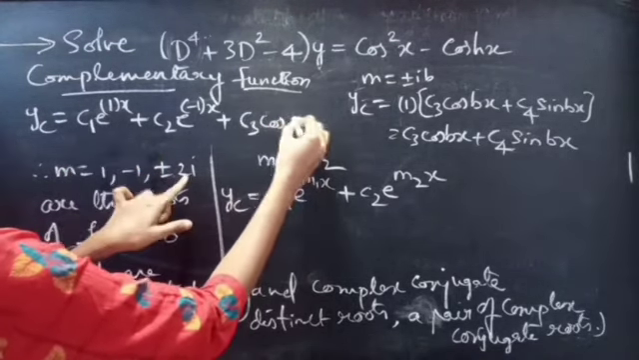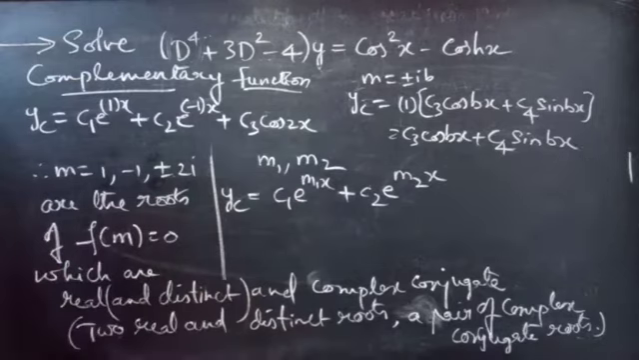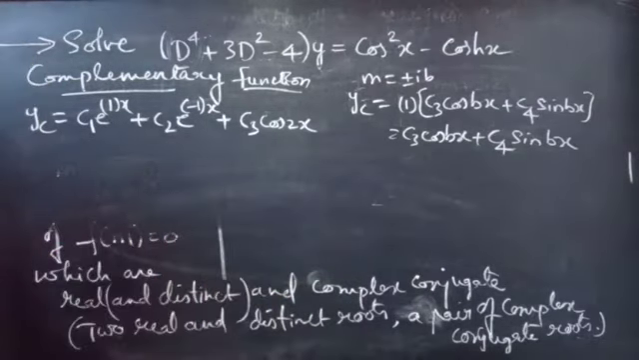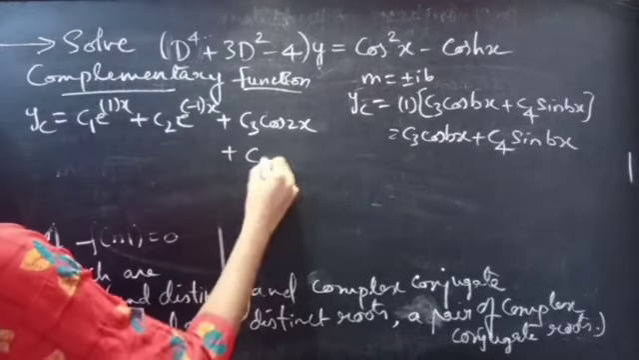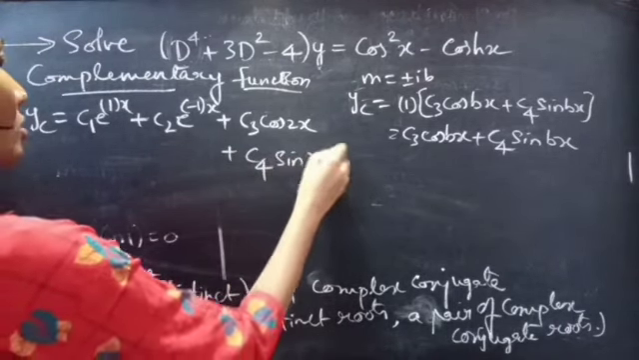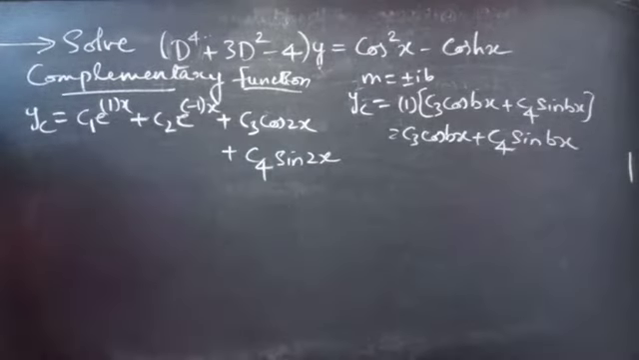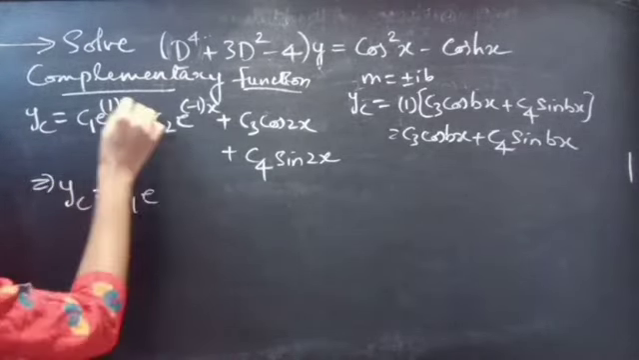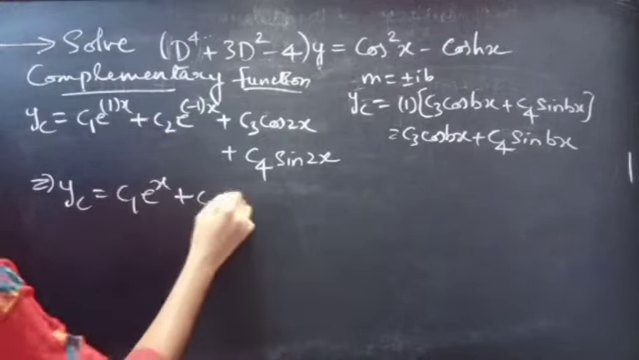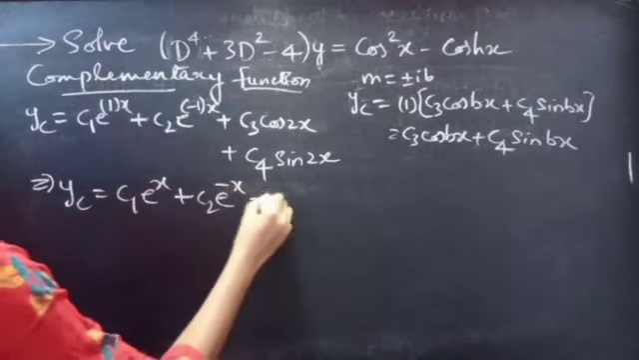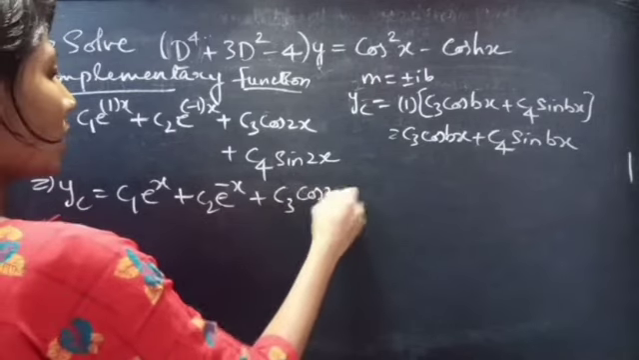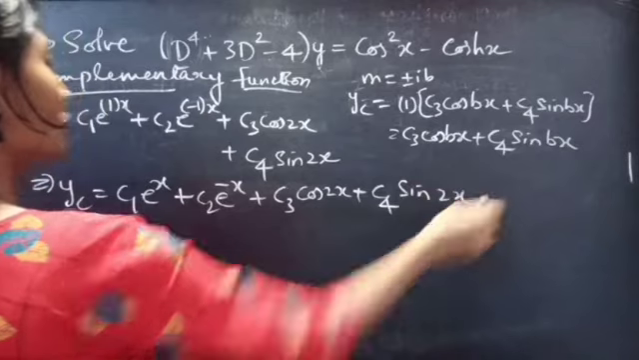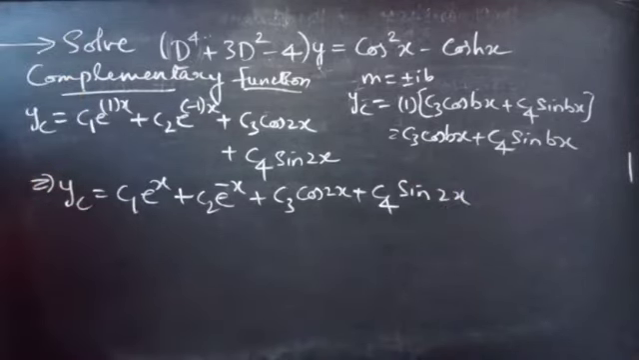C3 cos 2x plus C4 sin 2x. Then yc becomes C1 e power 1 into x, that is e power x, plus C2 e power minus 1 into x, that is e power minus x, plus C3 cos 2x plus C4 sin 2x. Now let's find the particular integral.